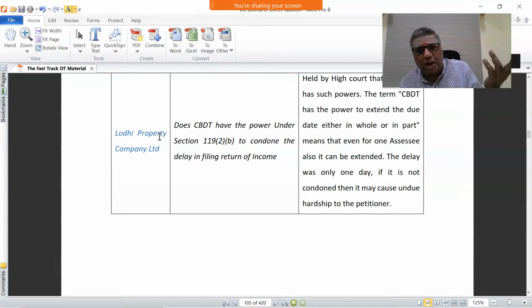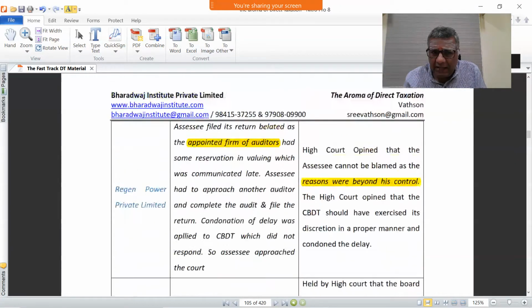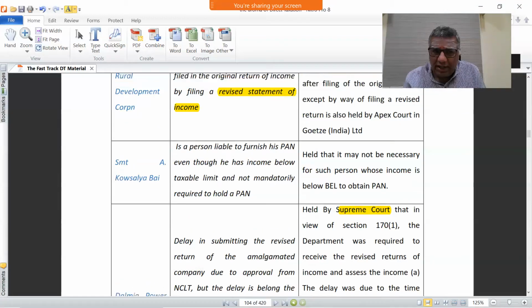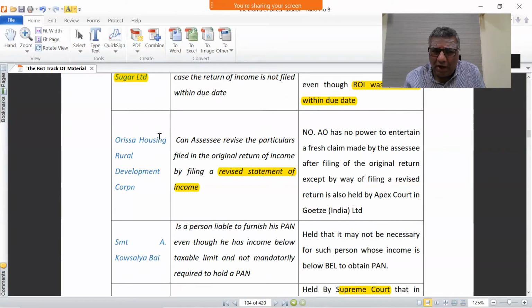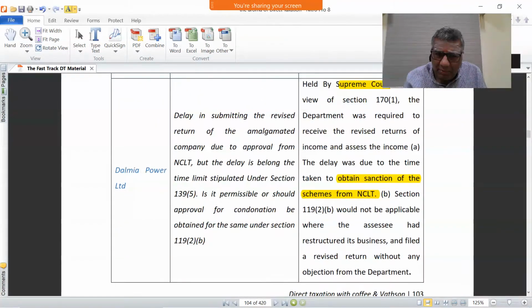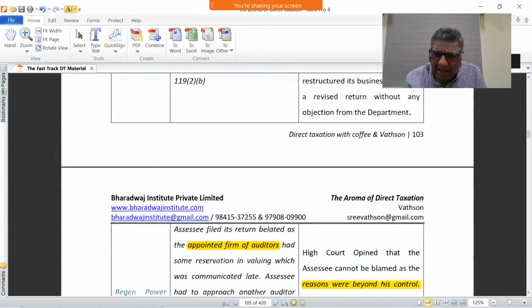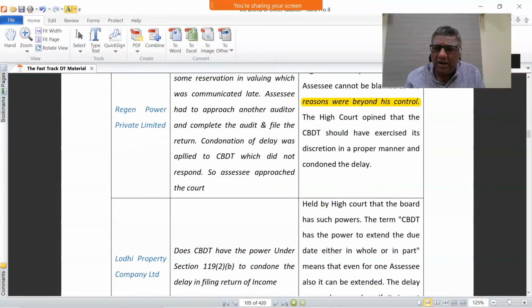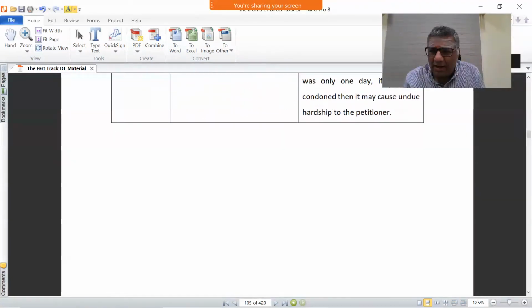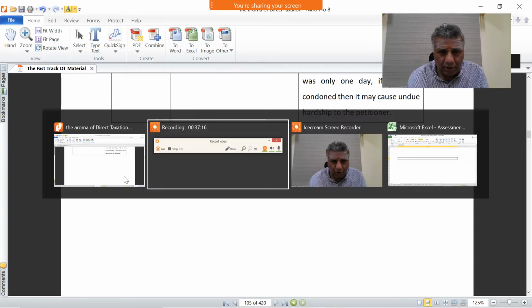Same way, in Lodi Properties, the assessee was unable to file, as he came to the department late on the due date. Delay of 1 day only. Next day itself he filed and it was allowed. I don't find Govindnagar or Orissa. Dalmia is questioned, but please be clear about Dalmia and Regan Power Limited, if at all there is going to be a question. So, you should spend less than 5 minutes on 139 and complete it.